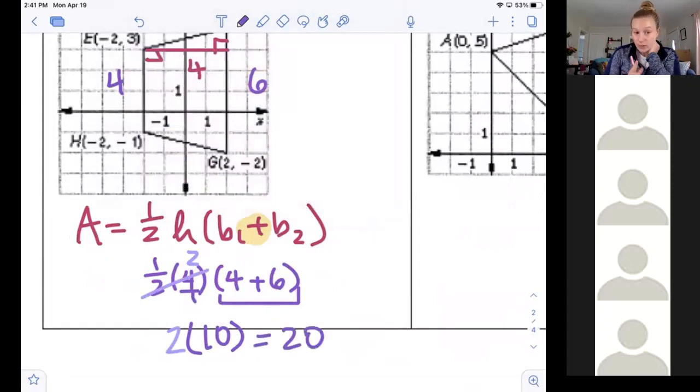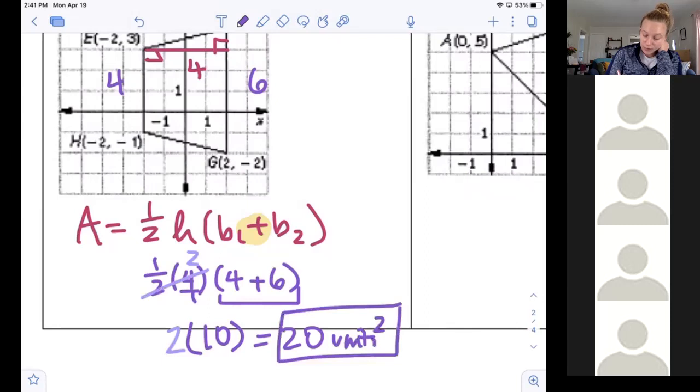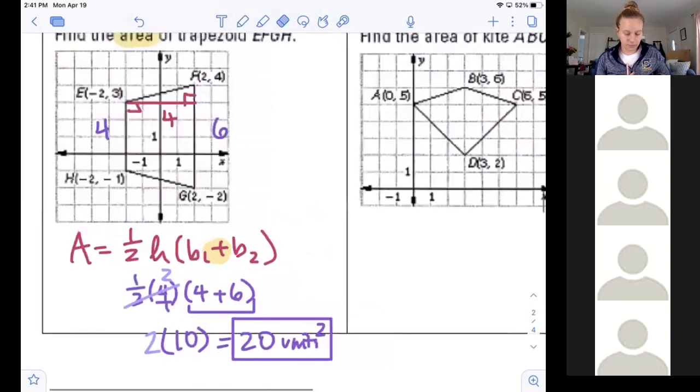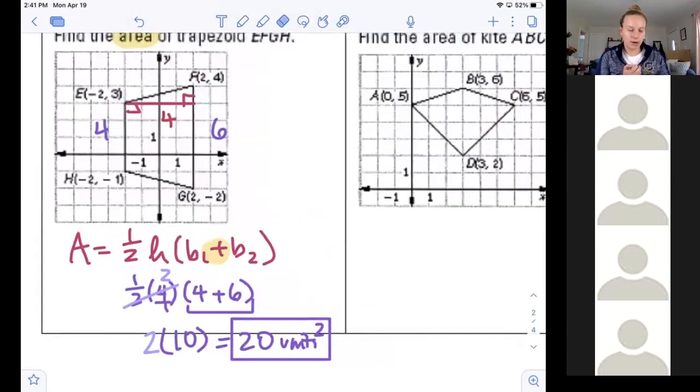Now, I know I don't have units written. If there's nothing written, we just literally write the word units and you have to square it. I really want you to remember that areas are squared. So I need you to fully write out the word unit or a U with a square on it. I want to see that. Anybody questions on that one?